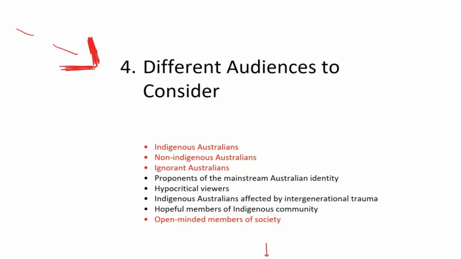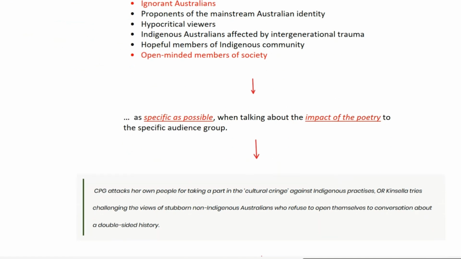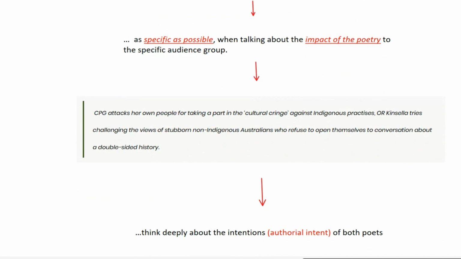The key here is to be as specific as possible when talking about the impact of the poetry to the specific audience group. Here is an example of how you can actually incorporate this audience and talk about its impact as well. So it's good to have a read of this. And showing your knowledge to the examiner really shows them that you have a good authorial intent in understanding both the poets and also understanding how the text is actually constructed. So think deeply about the author's intentions and what they intended the audience to think thereby.